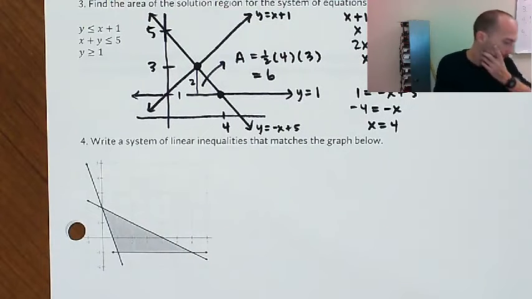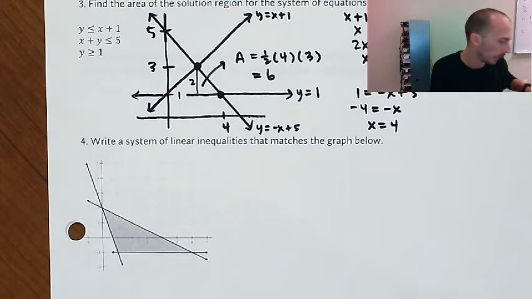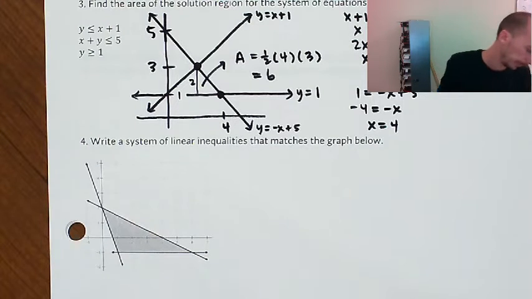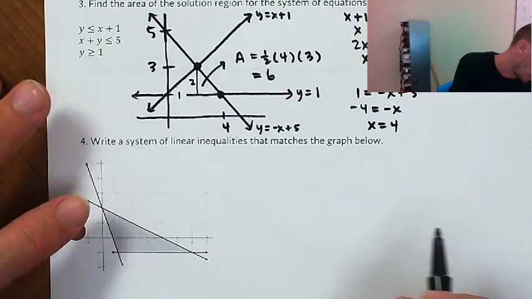Now we're going to look at this region and write a system of inequalities. And there wasn't even one that was dotted. That's a shame. Okay. Again, could have done better on this quiz, but it's okay.